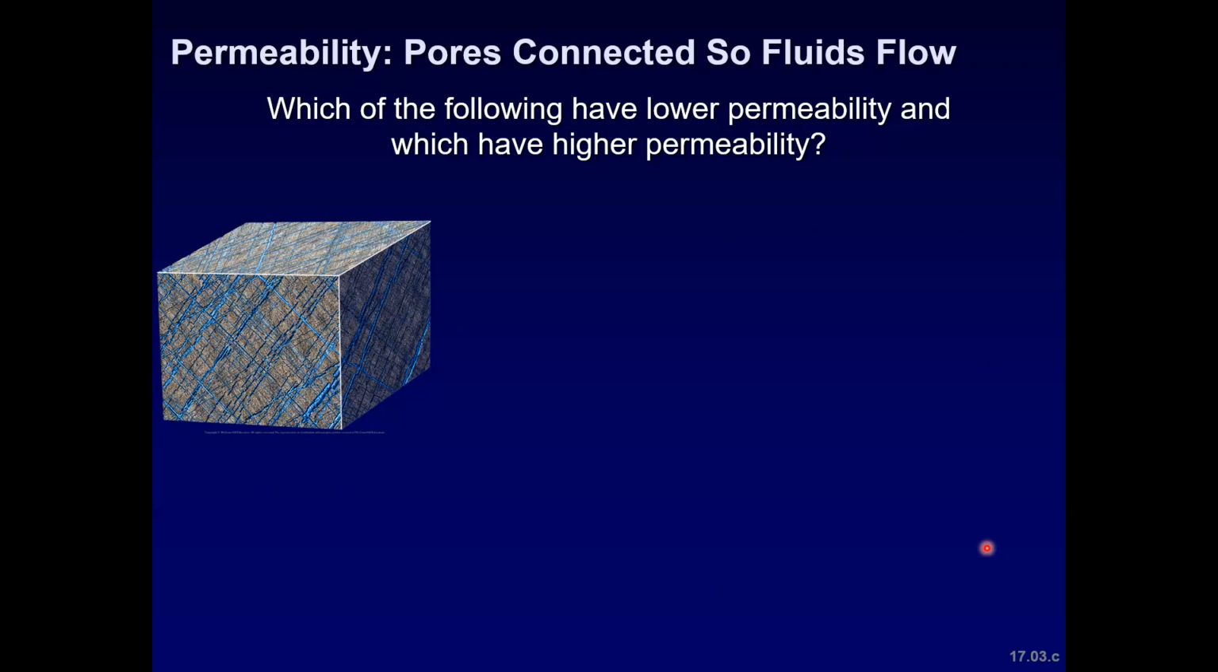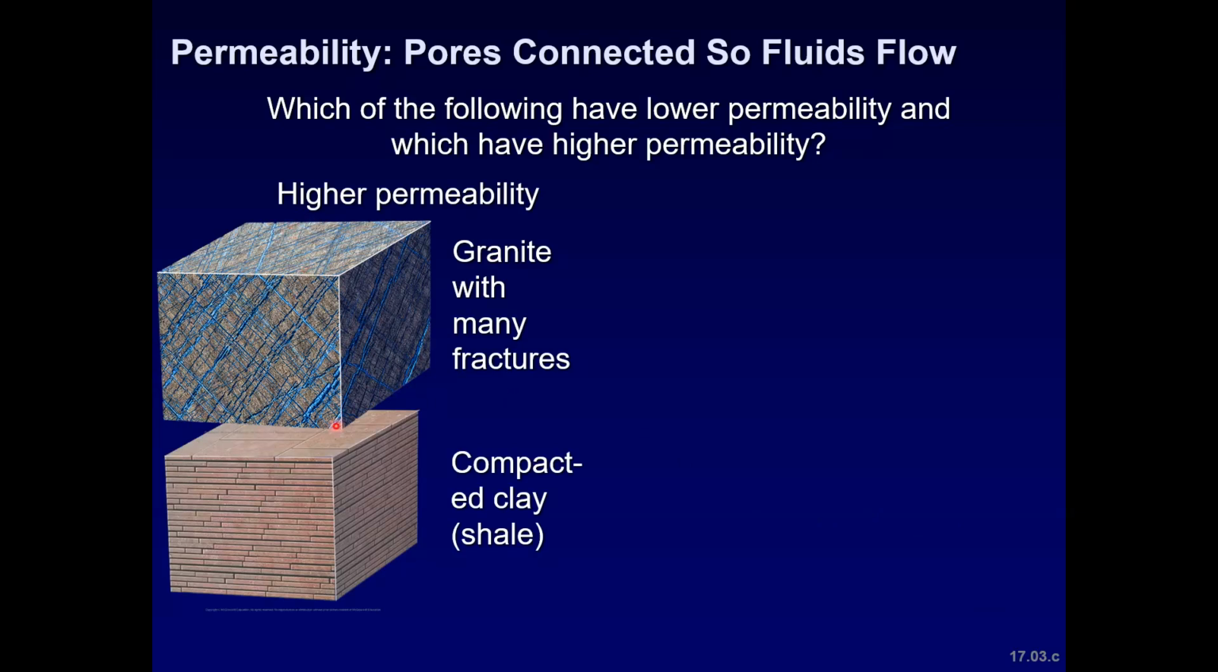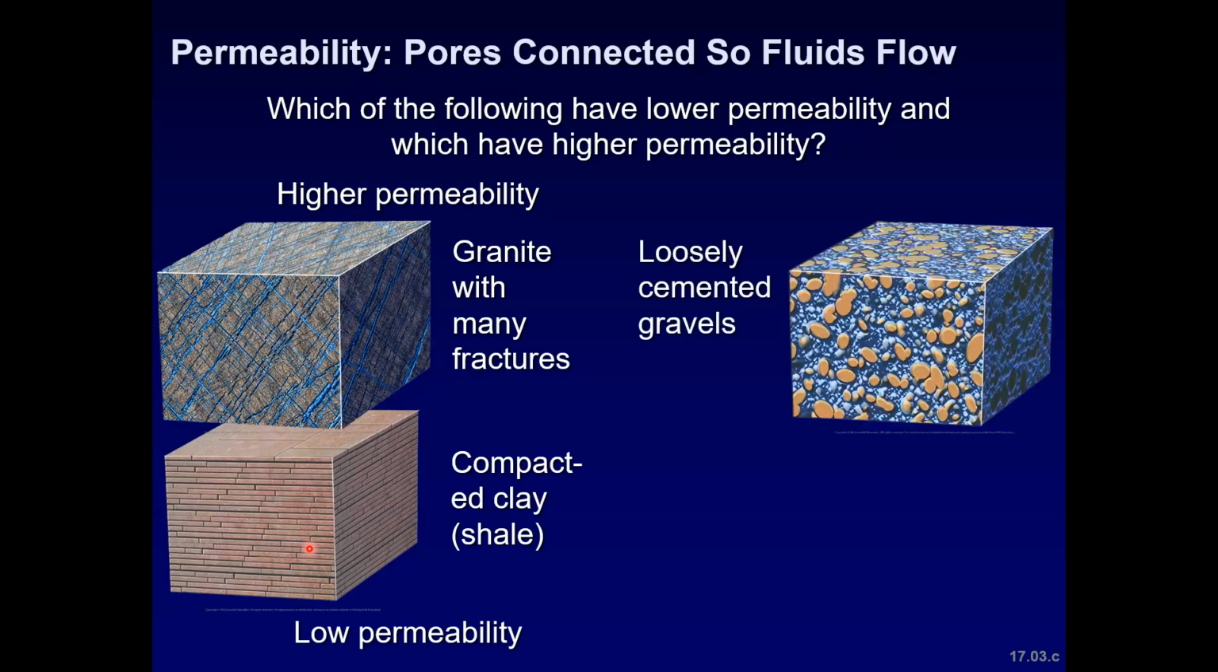Now, permeability reflects how connected pore space is so that water can flow through a unit. So which of the following have lower permeability and which have higher permeability? This is granite with many fractures. It seems to be well connected as well. It's got a higher permeability than, say, a compacted clay. Everything is pushed down together. That could later form shale. Low porosity and low permeability, if not fractured.